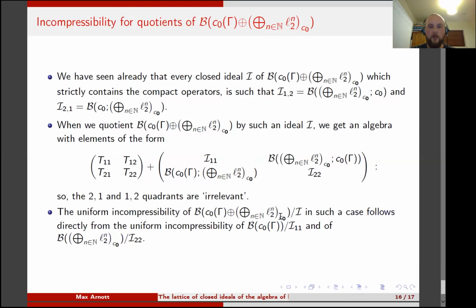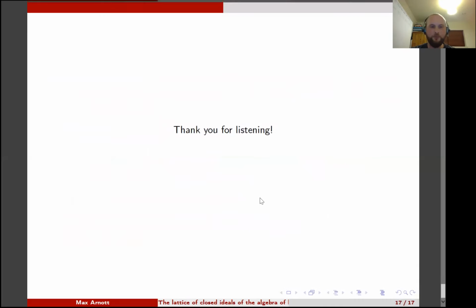So all of the ones where I is bigger than the compact operators are of this form. We know from Griff-Ware's results that the Calkin algebra of this direct sum is going to be uniformly incompressible, and the other case is just I equal to 0, and in that case you've got an entire space of bounded operators, so it's trivial. So thank you all for listening, and I'll take any questions.